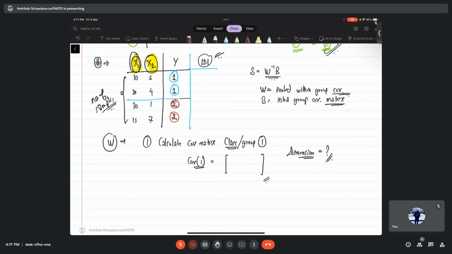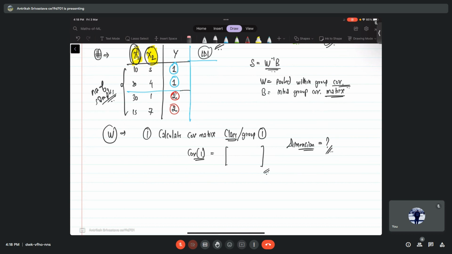What do you think is going to be the size of the covariance matrix? If you are not able to tell, no problem. You can go back to the old videos or the presentations and confirm from there. So the answer is 2 by 2. And what are the entries? Entries will be covariance of x1 with x1, covariance of x2 with x2, covariance of x1 with x2, and covariance of x2 with x1. It is a symmetric matrix.